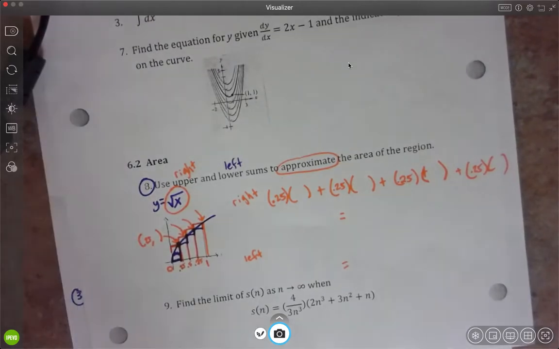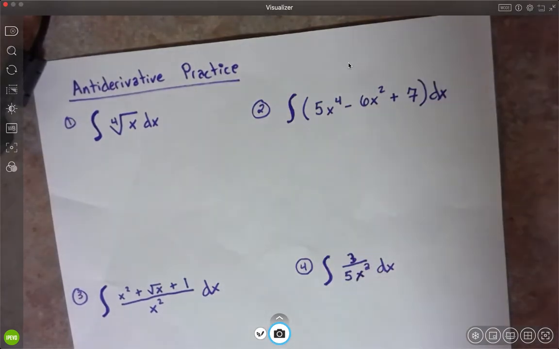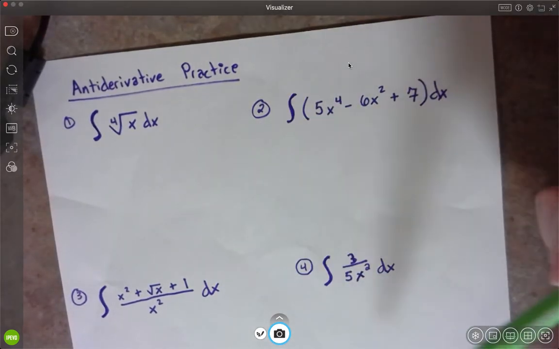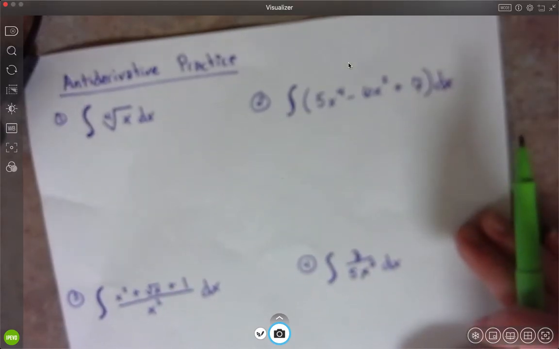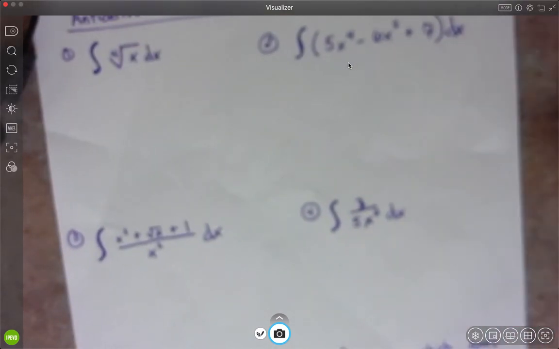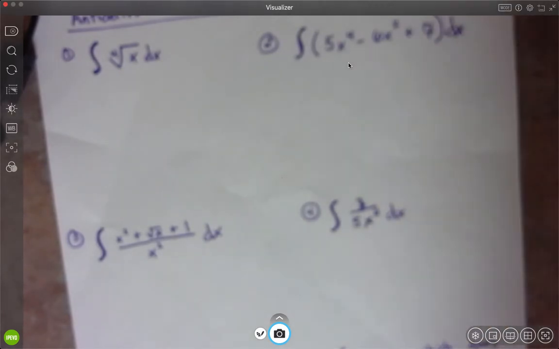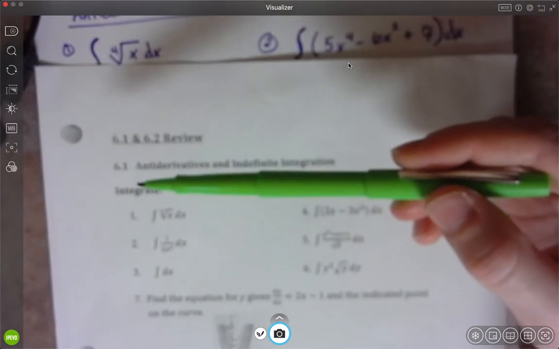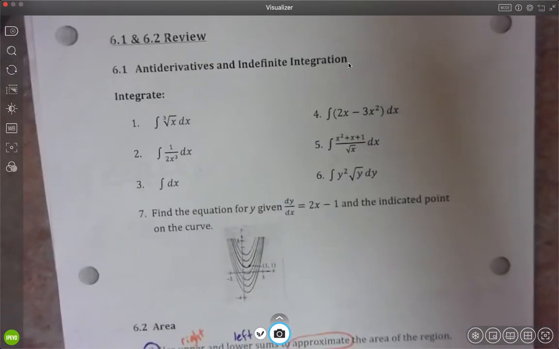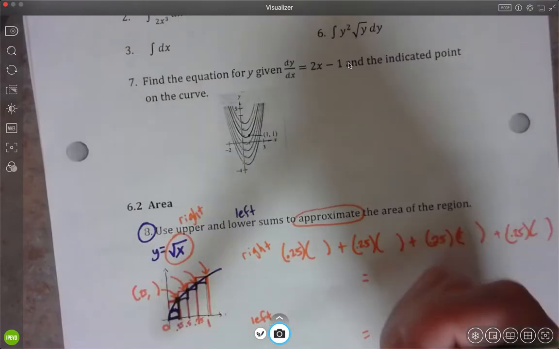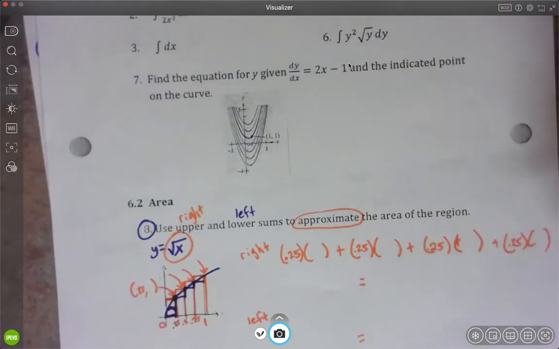What I'm going to do, instead of moving on to section 6.3, I'm just going to do some antiderivative practice, just because we kind of left off on section 6.1 and I didn't get to answer a whole lot of questions. So we're going to go through a couple examples, and then I'm going to have you guys for homework just do the top half, 6.1 and 6.2, that review sheet, the top half, 1 through 7, okay? So basically this entire page will be filled in for you all except number 9, which we'll skip altogether. We won't do number 9.